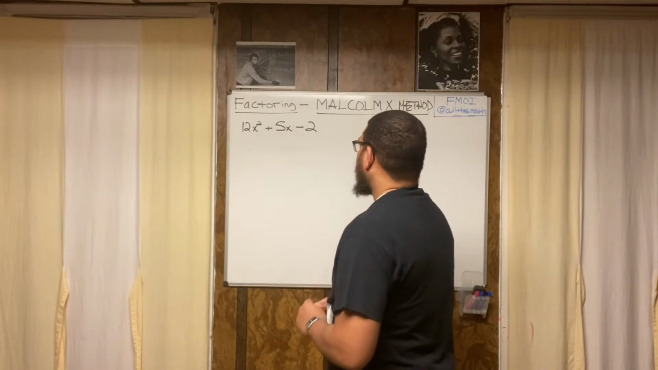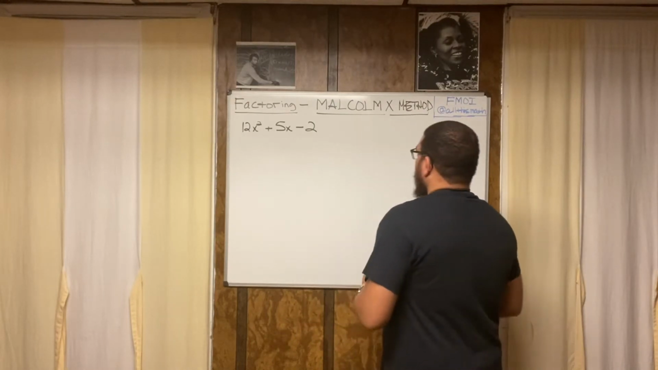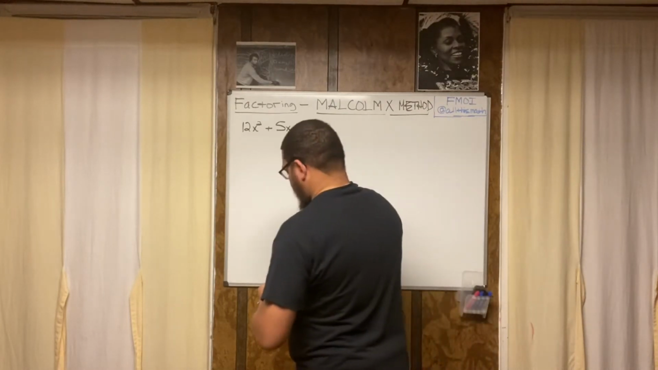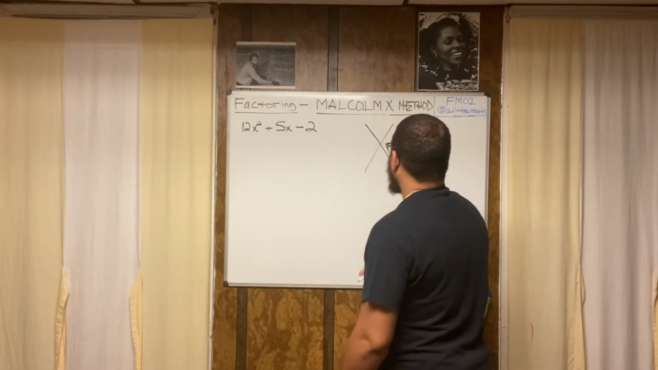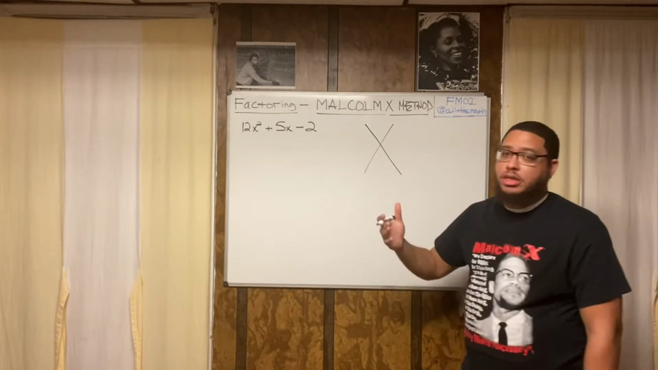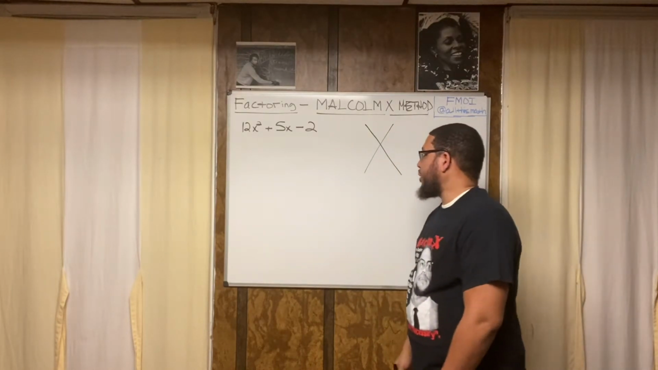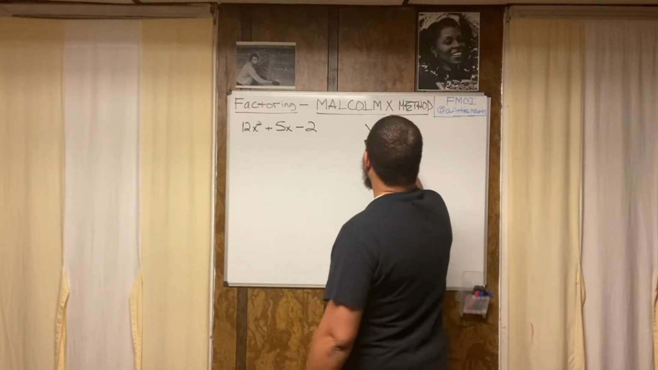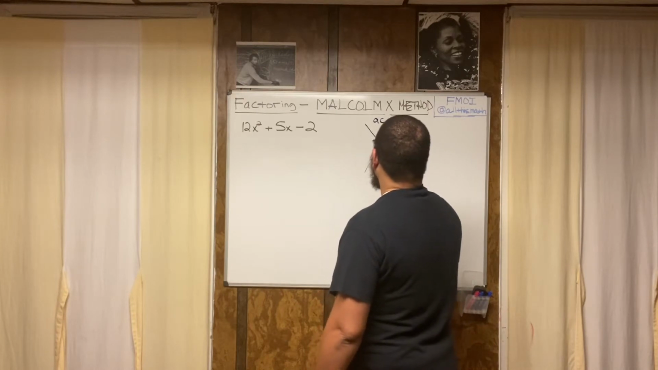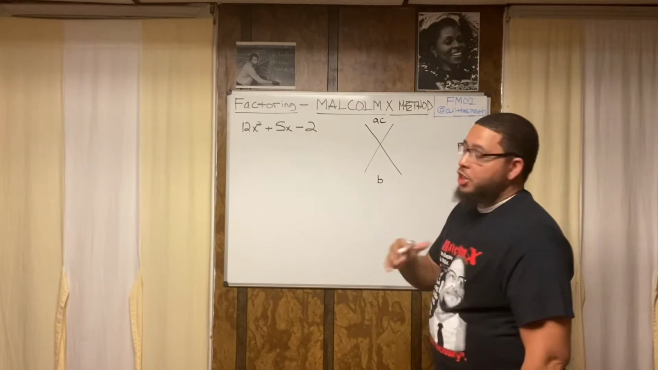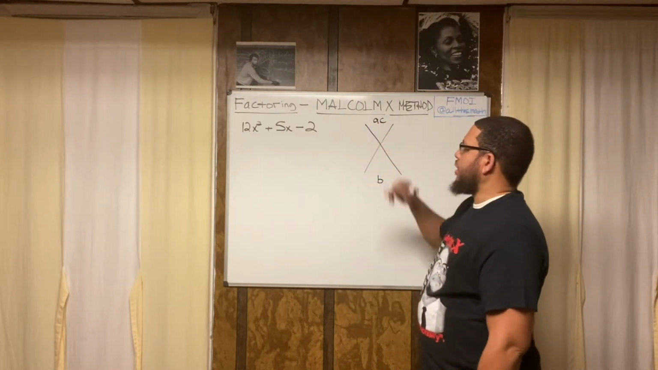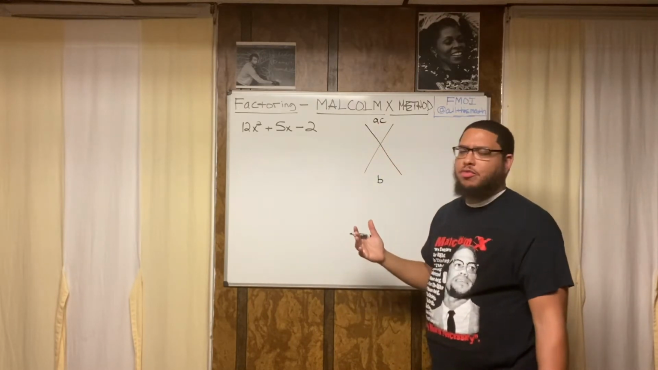So first thing we want to do is draw an X. I'm going to draw an X right here. And this is why basically I got the idea to call this the Malcolm X method, right? Now you want to put your AC term right here and your B term right there. Now let me explain this to you. What is AC? Where does that even come from?